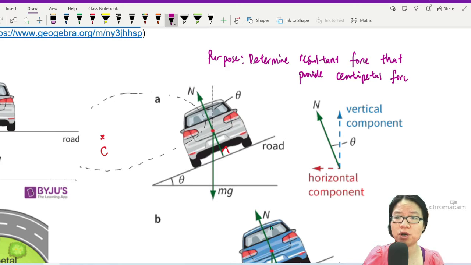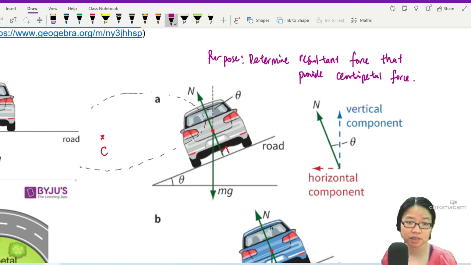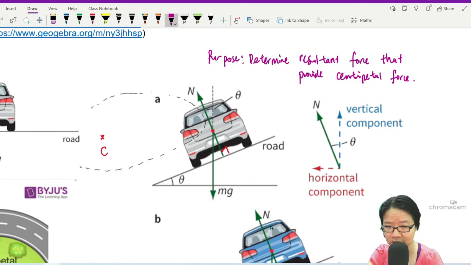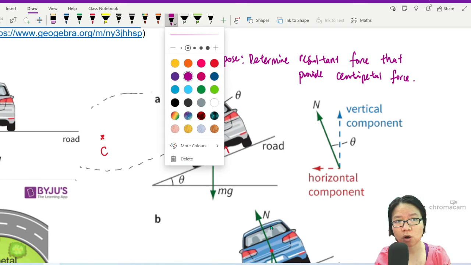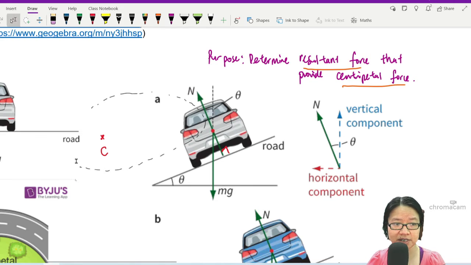So whenever you are lost in this kind of circular motion, they give you weird things that are moving in a circle until your brain begins to move in a circle. Think about the fact that we are actually looking for the resultant force, which will always translate to centripetal force. Okay, so in this case, I know the direction of the center of the circle is, let's say, here.